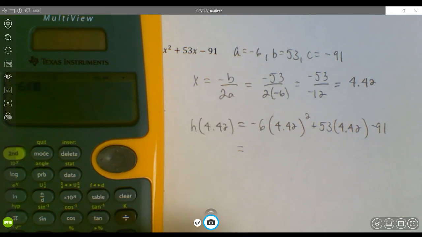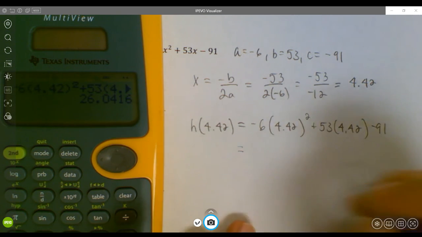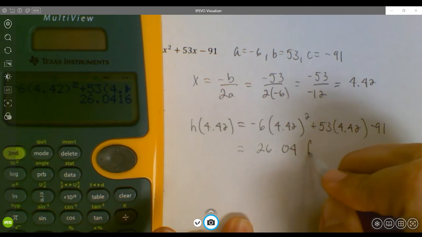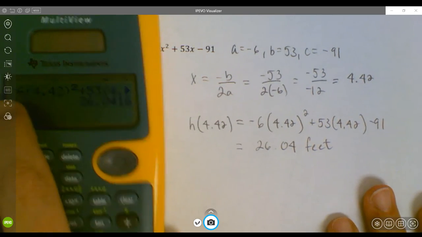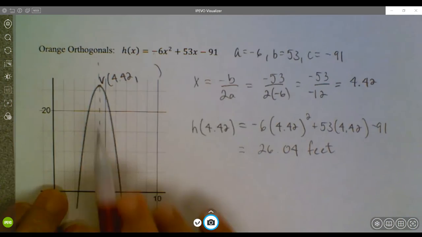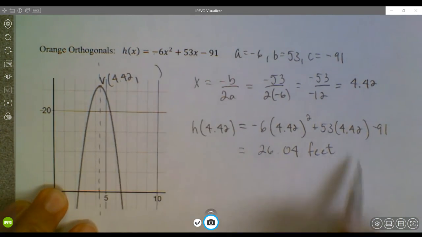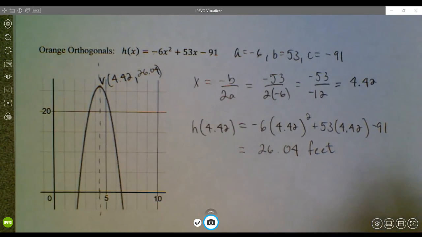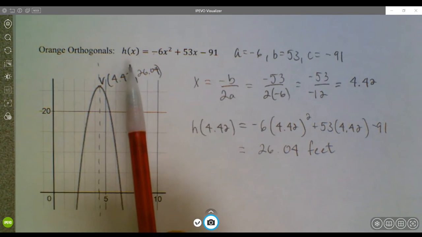So we'll take -6 of 4.42 squared plus 53 times 4.42 minus 91. All right, so we get 26.0416. We'll just leave that here. So my vertex is 4.42, comma, 26.04. Now, if this were just some ordinary math problem, that's all you would have to do.